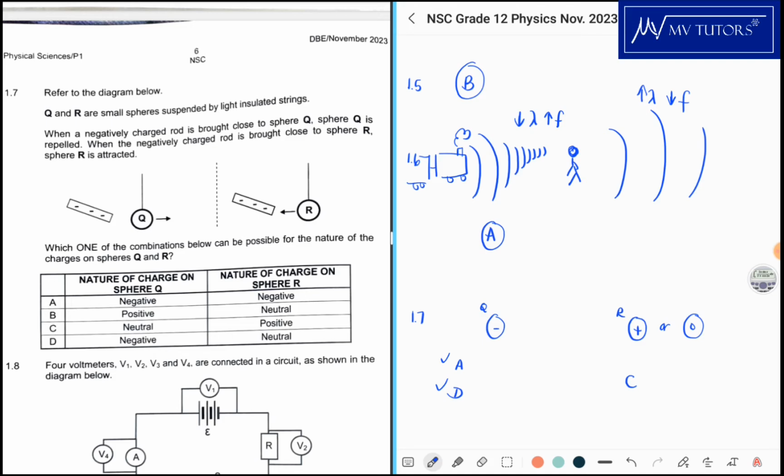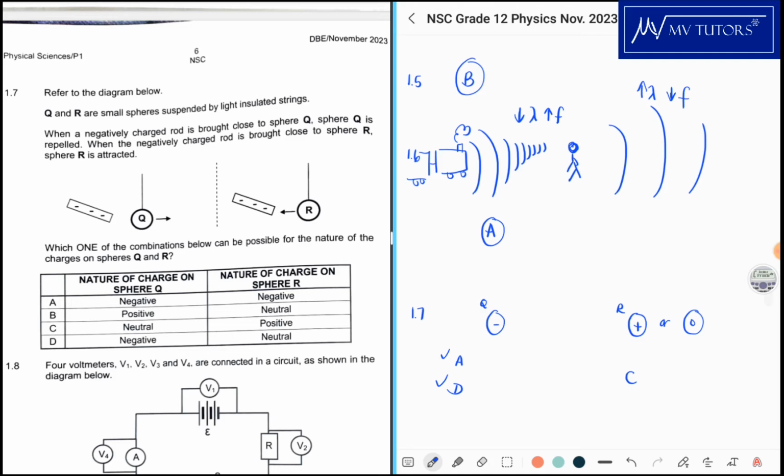So yes, positive or neutral can attract negative. In this case, because I'm sure of A and D, I need to look for neutral for sphere R, since positive doesn't work. So for A, it cannot be negative. D, I see this neutral. So actually D is the correct answer.